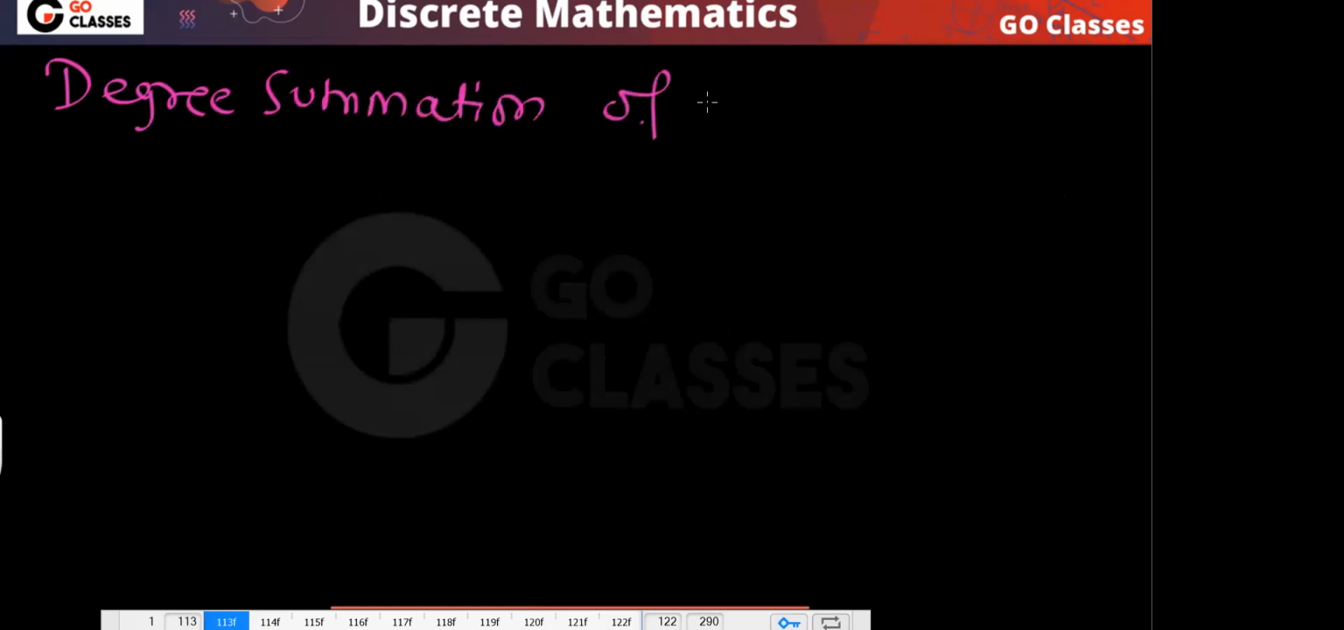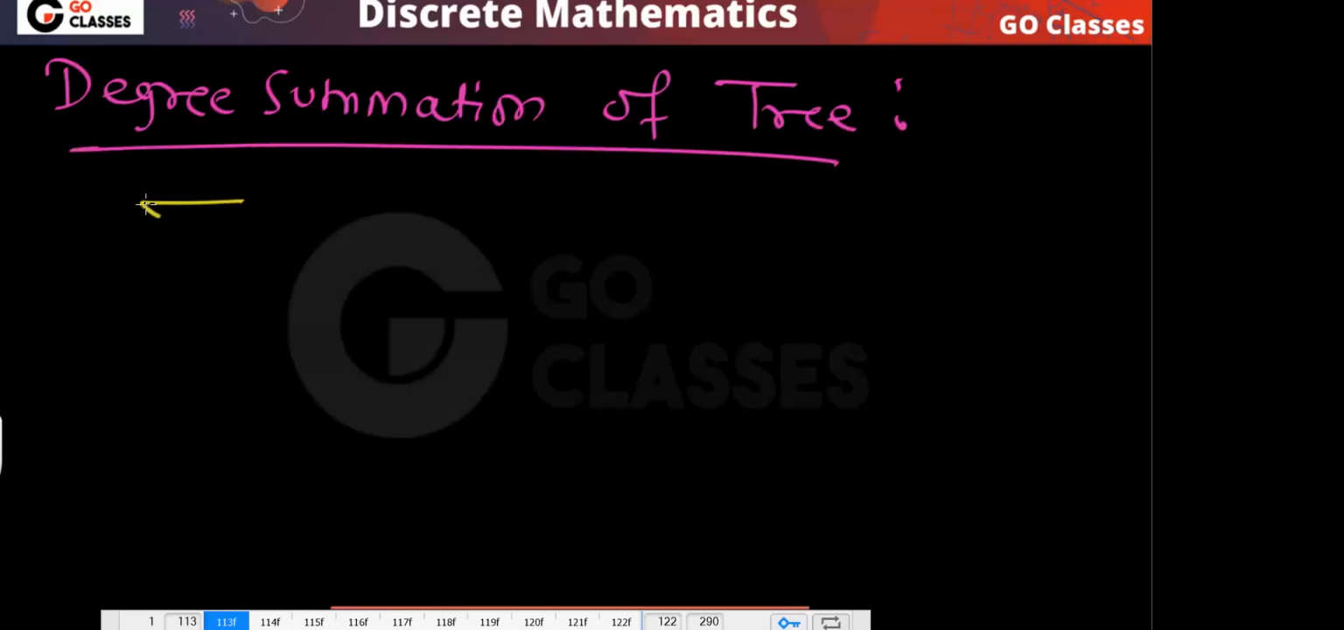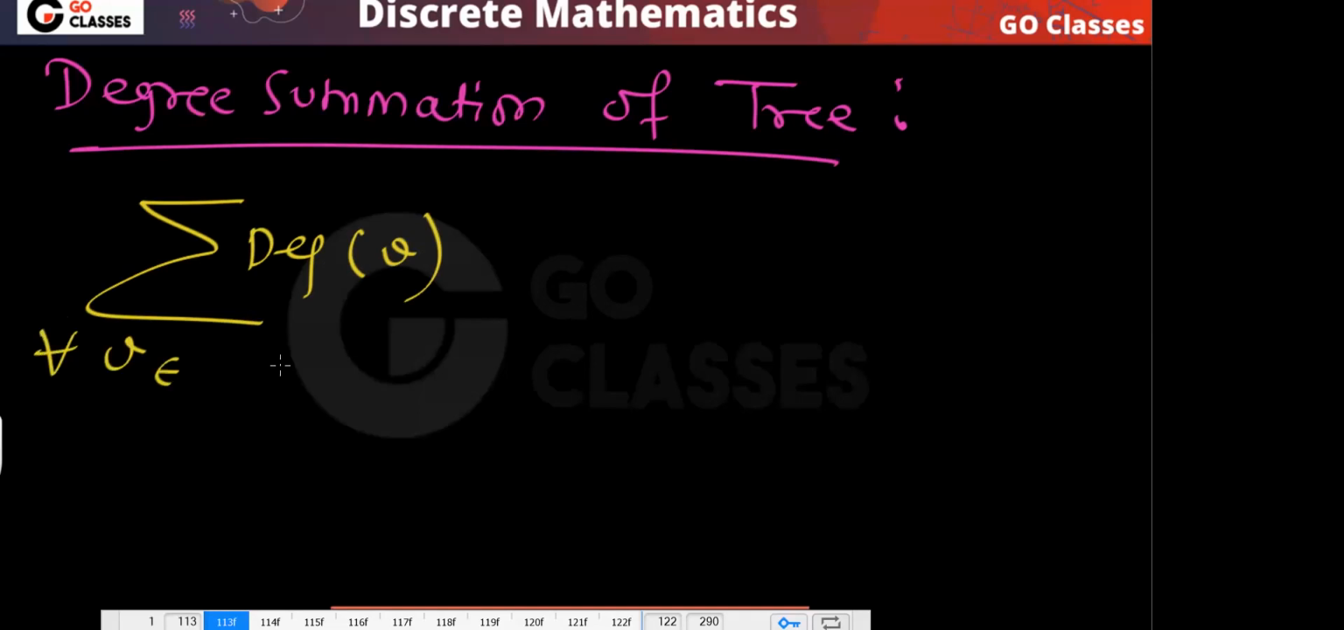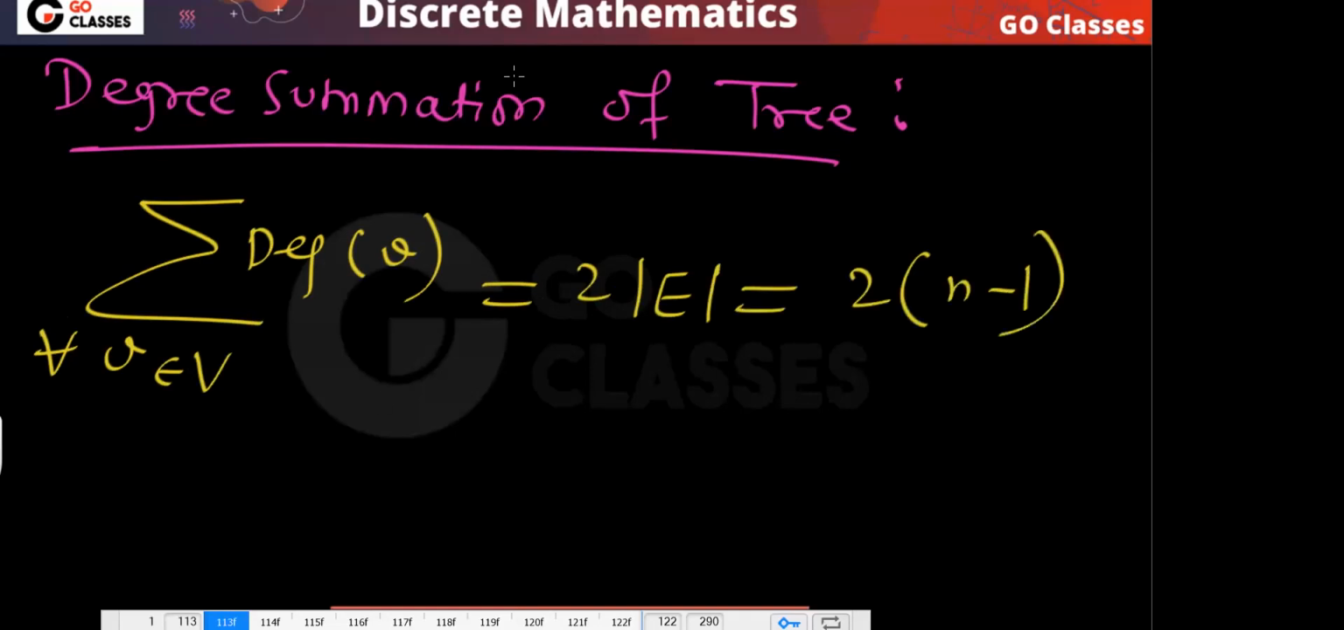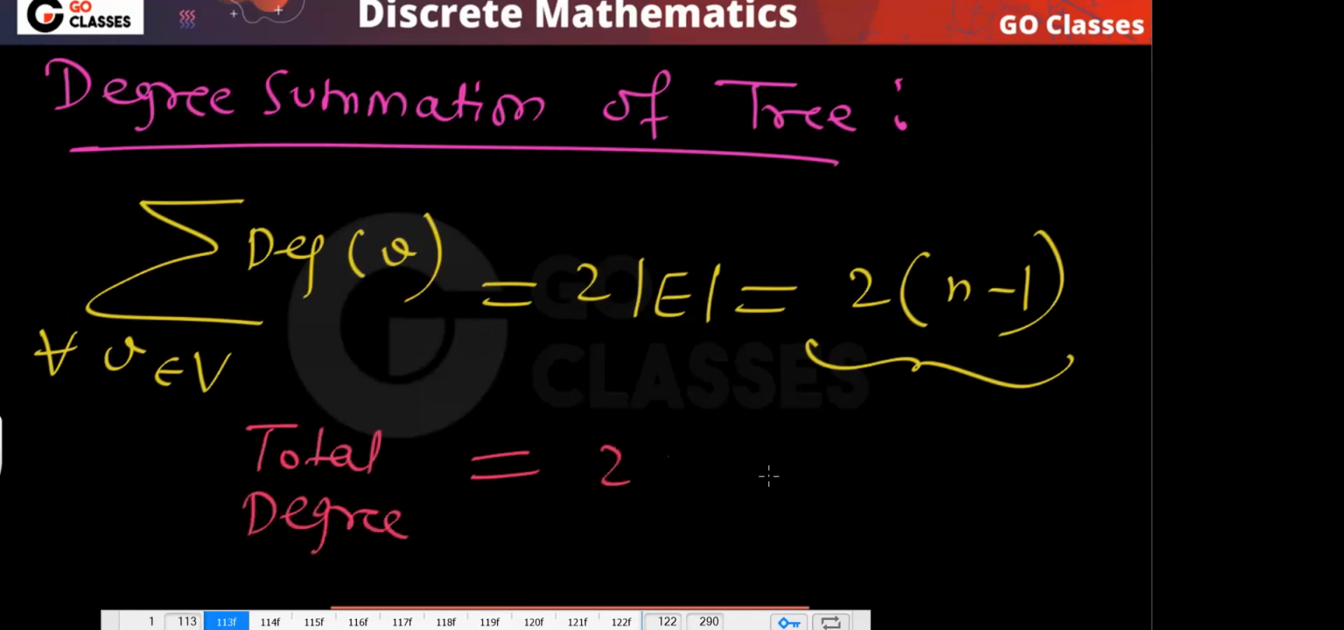What is the degree summation of a tree? So what is total degree? Summation of degree of all the vertices. What will that be? That will be equal to twice the number of edges. And the number of edges will be n-1. Okay, so this is the idea. So remember, in a tree, total degree is equal to 2(n-1).